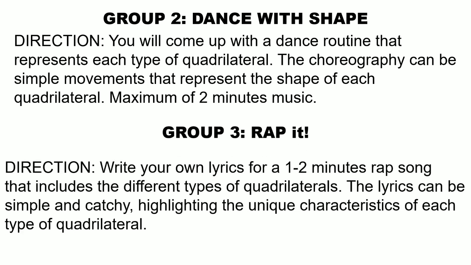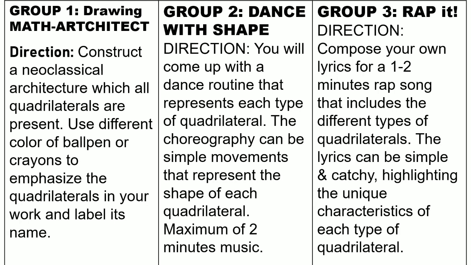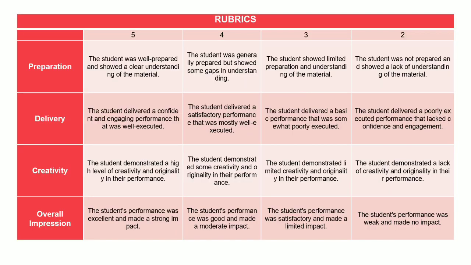If you are good in singing or rap, you can have number 3, which is rap it. You write your own lyrics for a 1 to 2 minute rap song, which includes different types of quadrilaterals. The lyrics can be simple and catchy, highlighting the unique characteristics of each type of quadrilateral. And this is the rubric for your teacher to follow on how you will be graded, kung paano kayo i-grade.